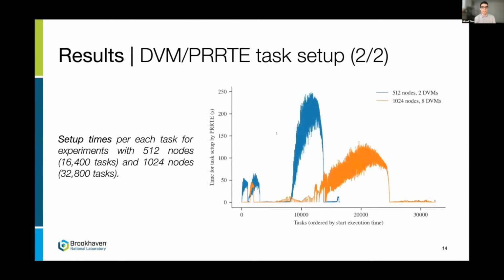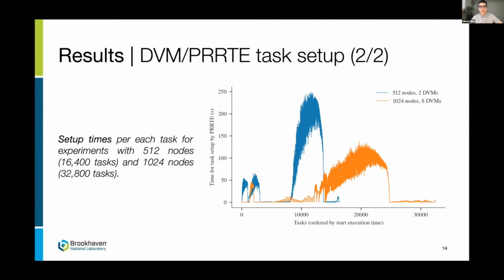And here is just the plot to show the exact task setup time per task. On the X axis, these are the tasks ordered by start execution time, and on the Y axis, you can see the actual task setup time. And for 500 nodes, that actually got pretty high.